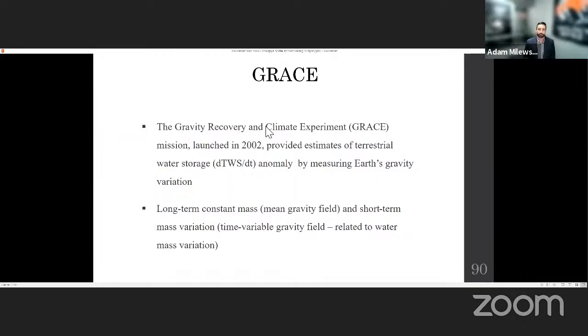So just again, some primer here. GRACE is called the Gravity Recovery and Climate Experiment. It was launched in 2002. And the idea was we wanted to provide estimates of the terrestrial water storage. But what you'll notice is I put d terrestrial water storage over dt. It is not telling you how much water is there today.